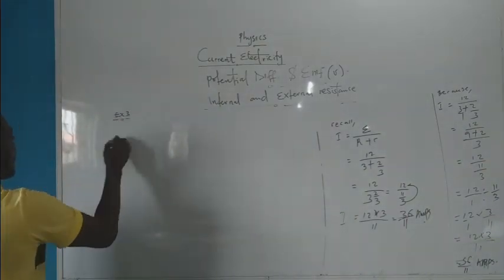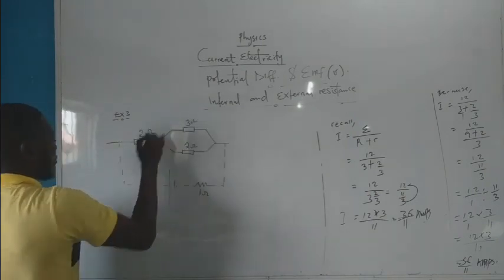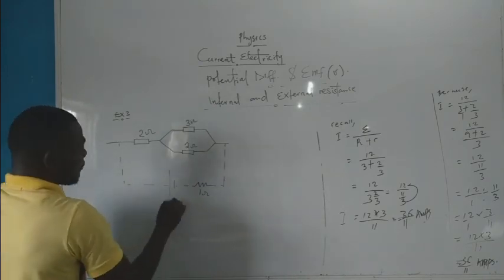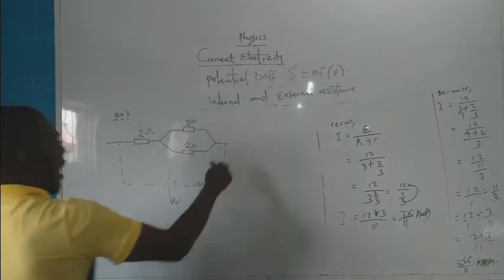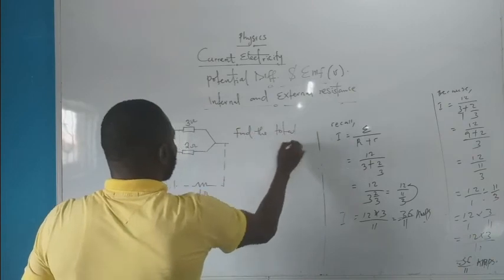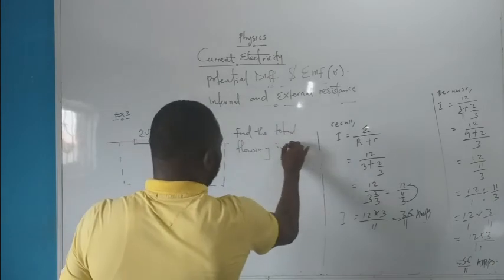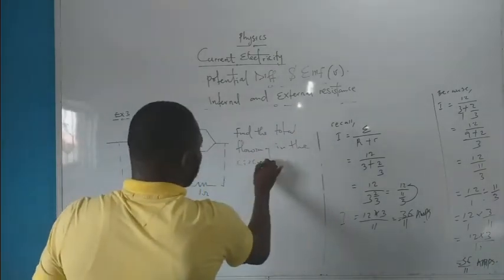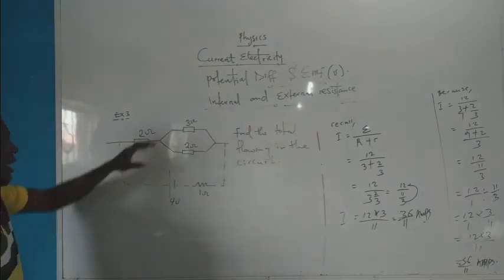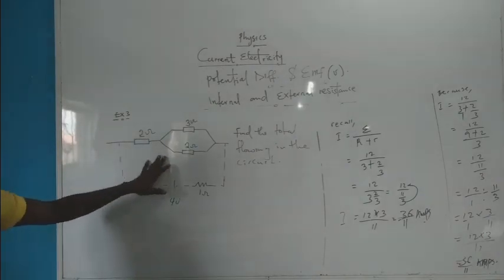Example 3. Let's look at this circuit connection. We have to find the total current flowing in the circuit. Let's take this as 4 volts. If you look at this diagram, it's quite different from the previous one. You can pause the video and try this.